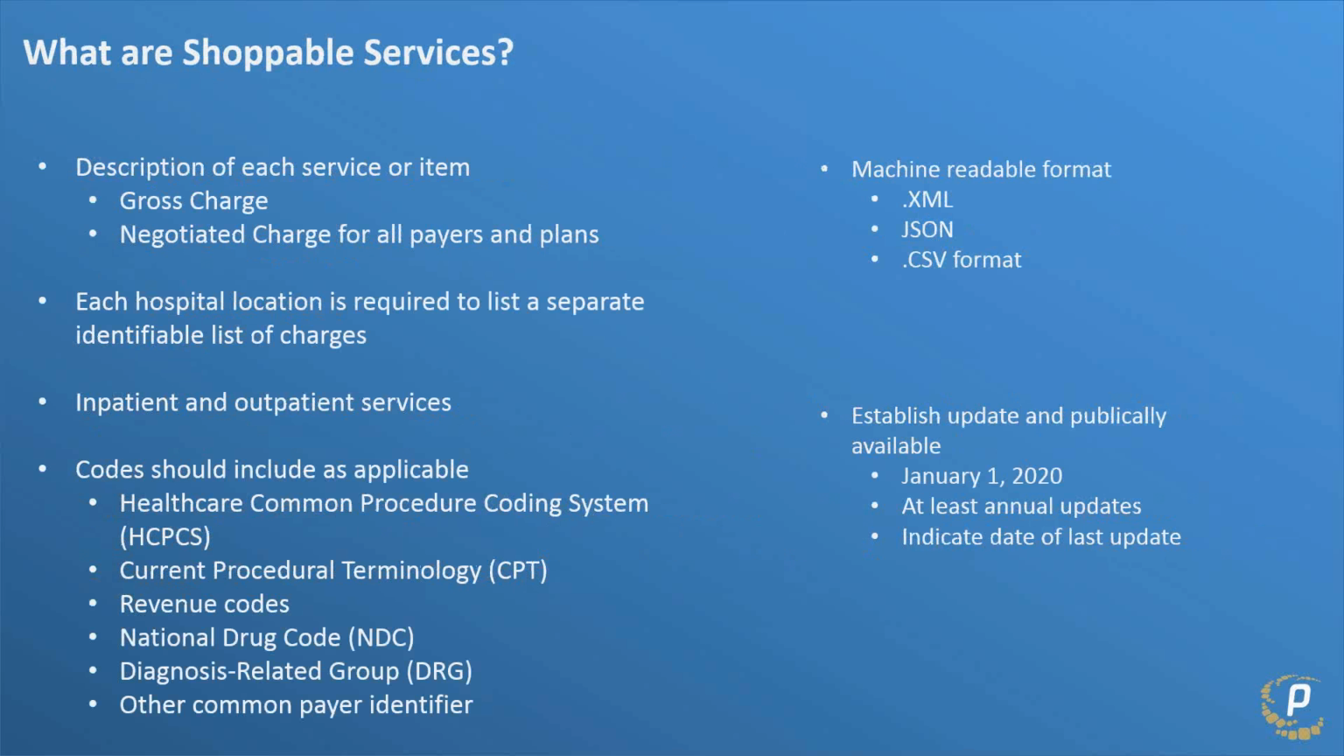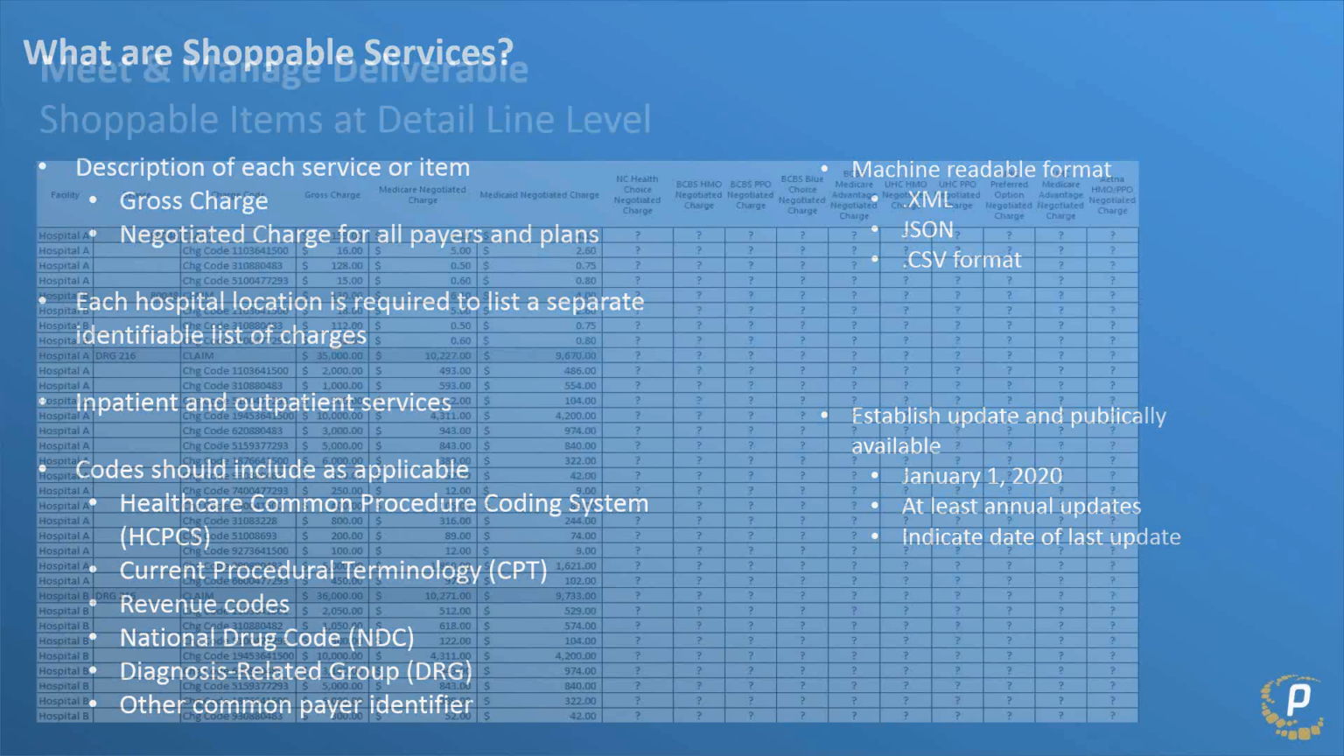Now, CMS also provided some additional data around what needs to be included in that shoppable file. Again, they've outlined the code level information, similar to your CDM file, the machine readable format, and it's also important to note that this file needs to be available January 1st, and it needs to be updated at least annually, and you should be including a date stamp of the last update with those two particular files.